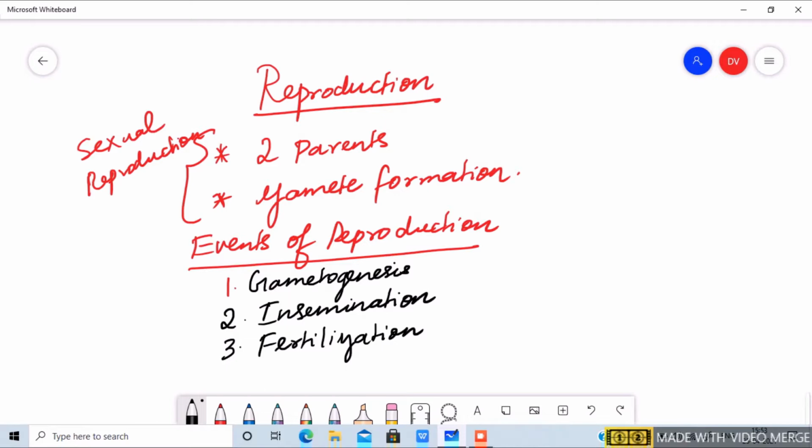Alright guys, and once it is deposited, it travels and meets the egg there and they fuse together. That fusion of male and female gamete is known as fertilization. Then what do you think will follow that? The fourth step, we call it the cleavage. So the end product of fertilization is what is known as zygote.